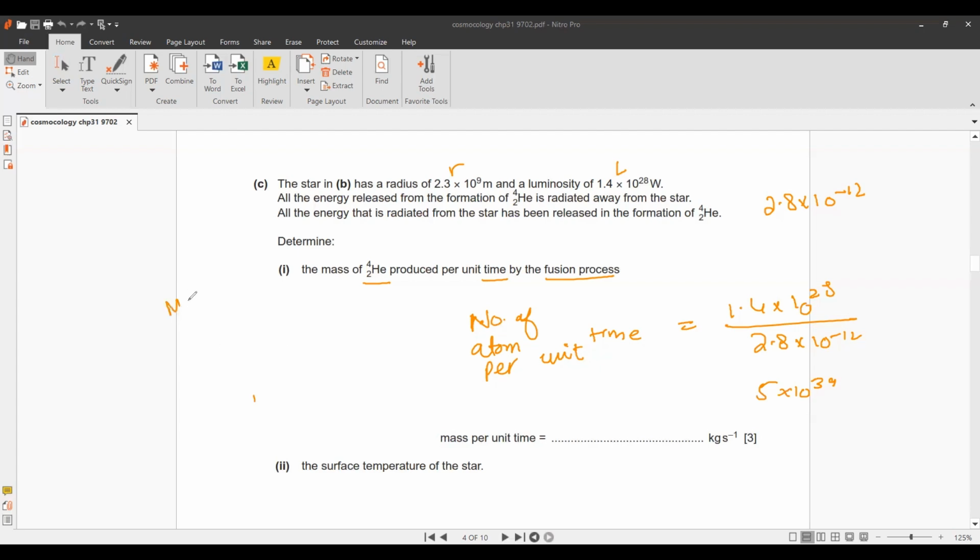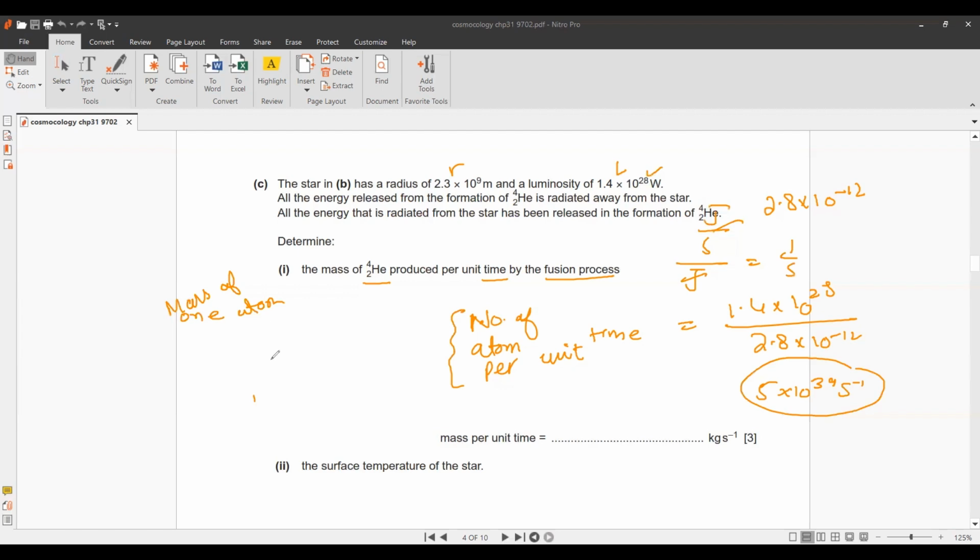First we'll find out the mass of one atom. We have the number of atoms per unit time, which is 5 into 10 raised to power 39 per second, because watts is basically joules per second, divided by joules. Joules will cancel out, so the unit would be 1 per second.